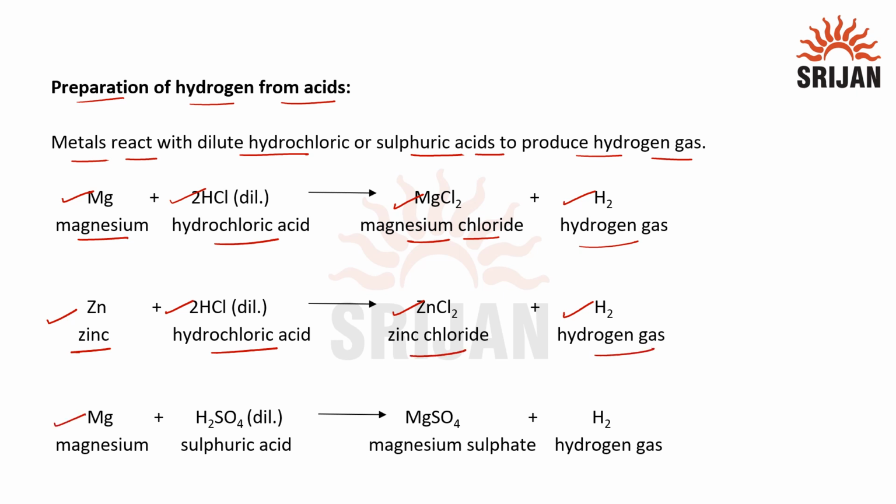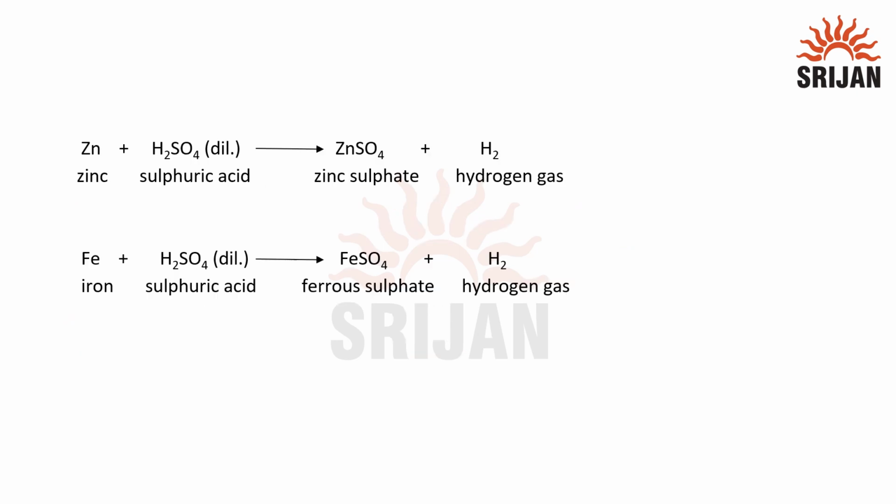Next is Mg plus H2SO4 gives MgSO4 plus H2. That is magnesium plus sulfuric acid gives magnesium sulfate and hydrogen gas. Next reaction is Zn plus H2SO4 gives ZnSO4 plus H2. That is zinc plus sulfuric acid gives zinc sulfate plus hydrogen gas. Next is Fe plus H2SO4 gives FeSO4 plus H2. That is iron plus sulfuric acid gives ferrous sulfate plus hydrogen gas.